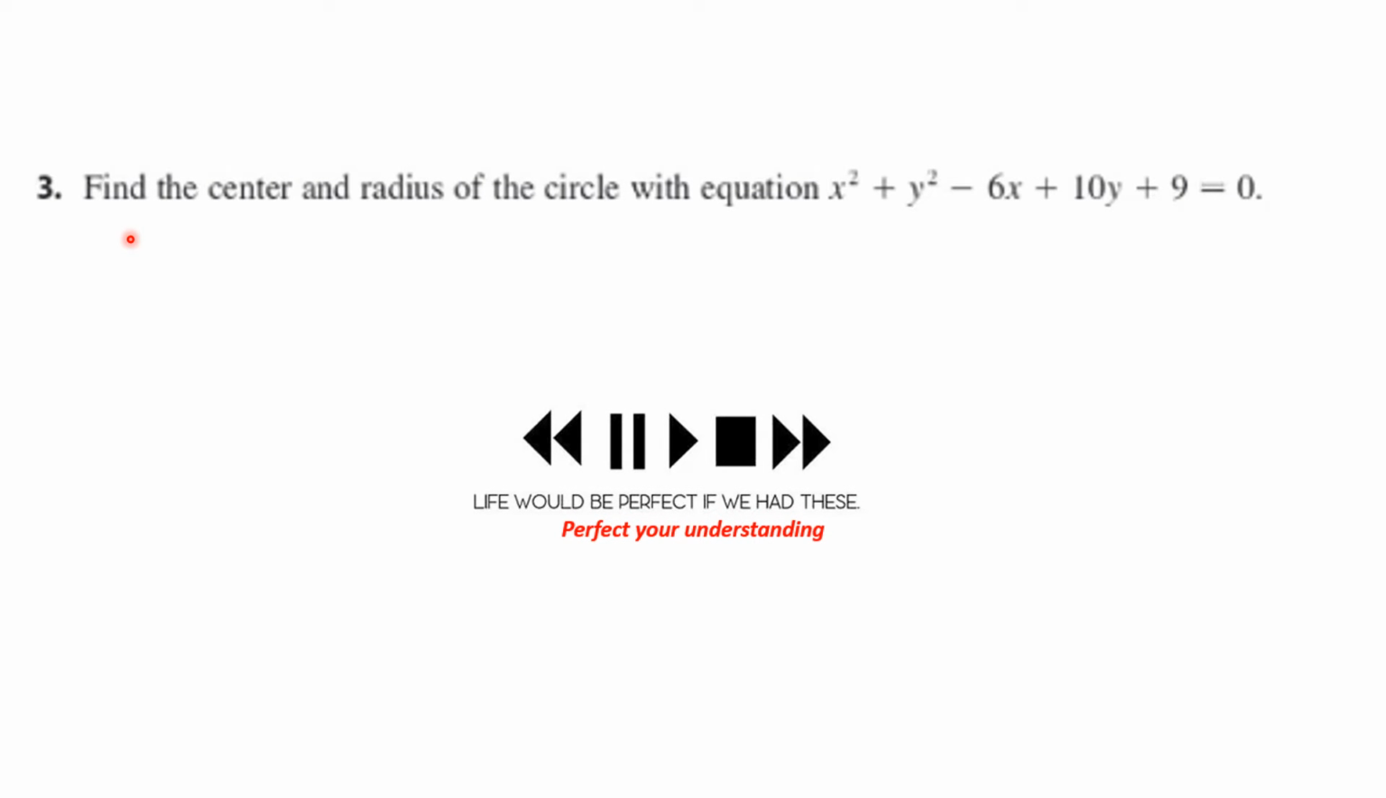Number 3, we're to find the center and radius of the circle with the equation given by x squared plus y squared minus 6x plus 10y plus 9 is equal to 0. Again, you should try this, and then we'll see how you do. And now, let's see how you did.